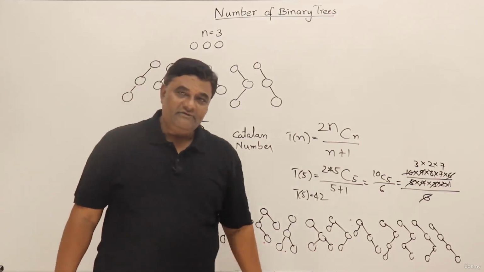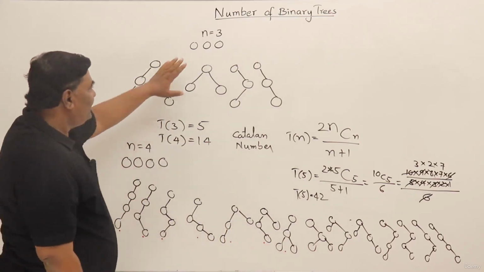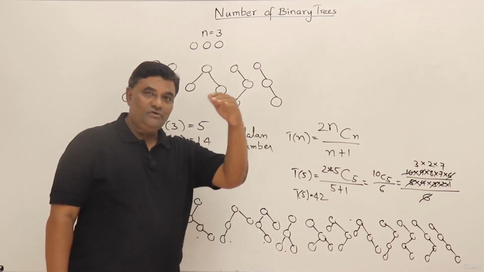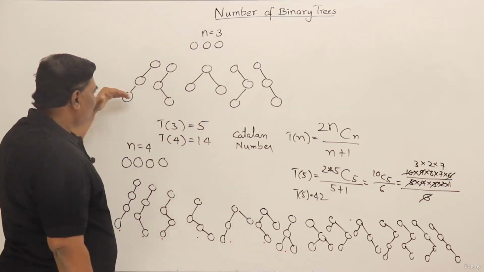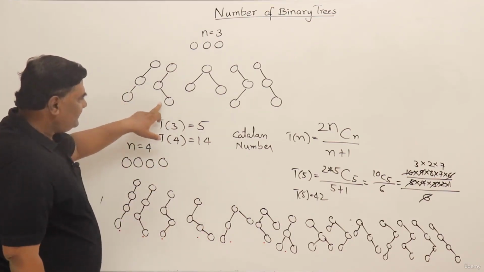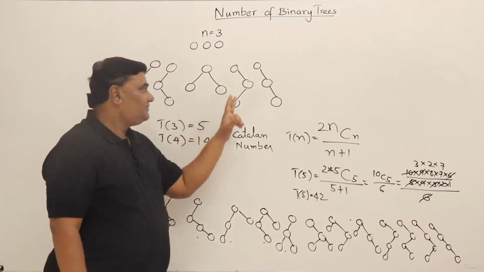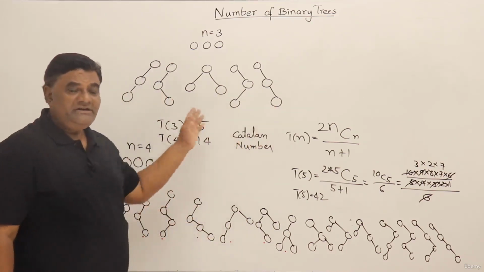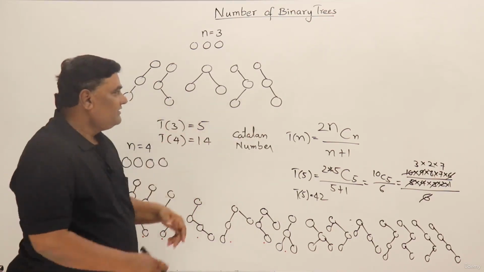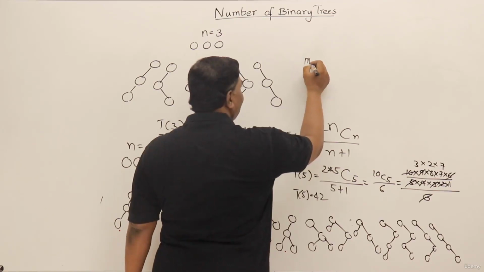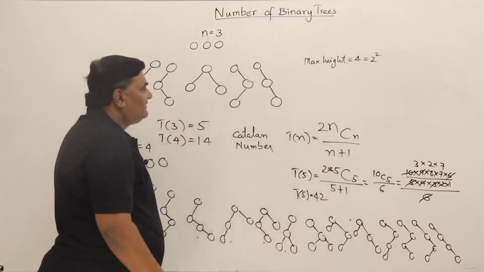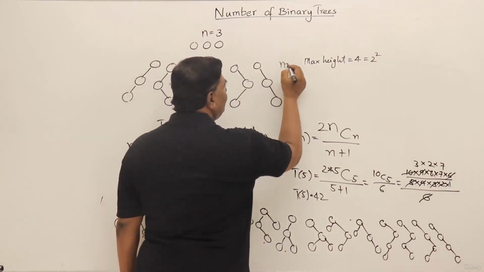Now one more observation I have to make here. See, when 3 nodes are given, what could be the maximum height? Height starts from 0 onwards. So 0, 1, 2. So the maximum height possible is 2. This tree is of height 2 and 2, and this is not a 2, this is 1, 2, 2. So how many trees are there with maximum height? 1, 2, 3, 4. So the number of trees with maximum height is 4, so that is 2 square. This is for n equal to 3 nodes.